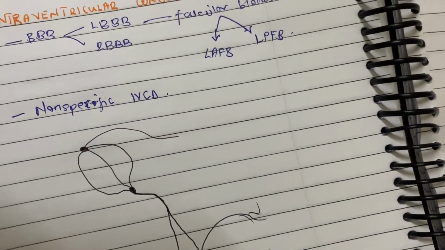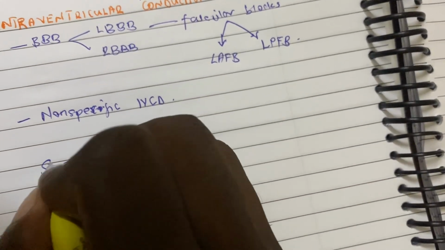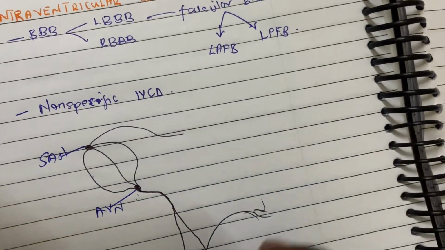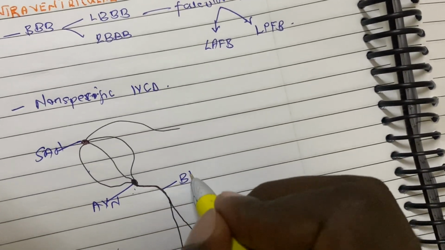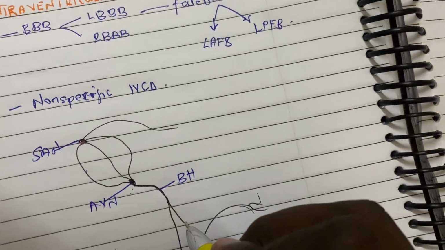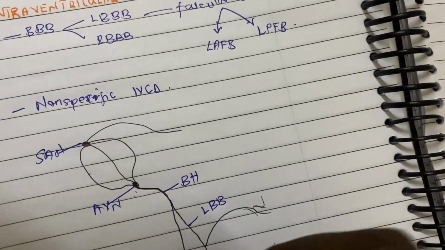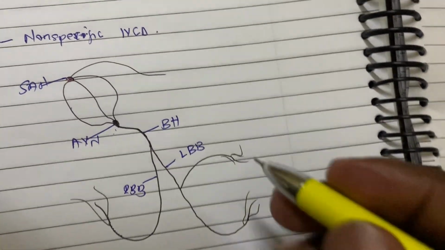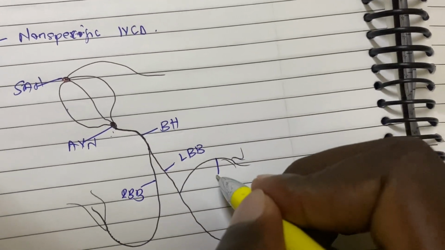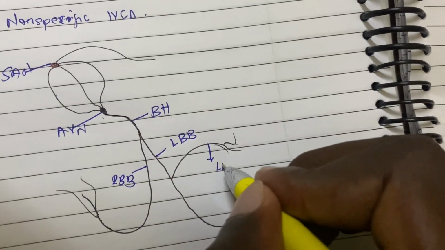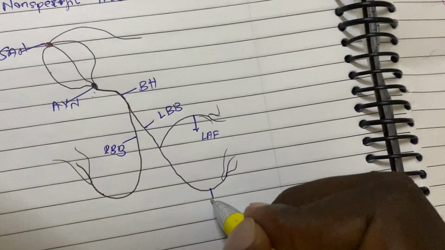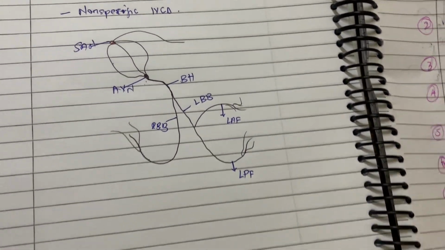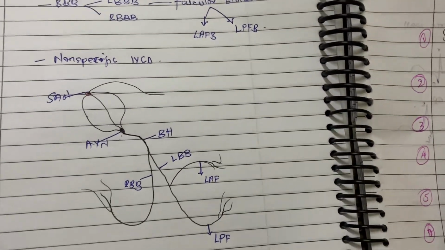I named this one already, SA node, this one AV node, bundle of His, and then we have left bundle branch, and then the right bundle branch. And then we have this one as, depending on where you read it from, left anterior fascicle, and then this one is left posterior fascicle. So any block can happen anywhere.